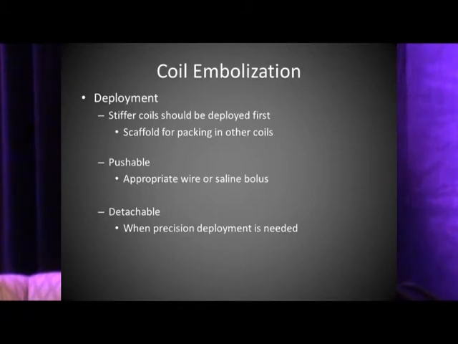Whenever you use pushable coils, a lot of times we'll use a saline bolus with a 1 cc syringe through a microcatheter. If you're going to use a wire to push it, you want to make sure that the wire is an appropriate size. You don't want them to overlap when they're in the microcatheter or in the diagnostic catheter. Detachable coils are more for precision deployment. We can pack multiple coils on top of each other, and if they're not looking the way we want, or they're not seating right, we can pull them back into the microcatheter. And we can wait and detach it when we feel like we've got a good position.